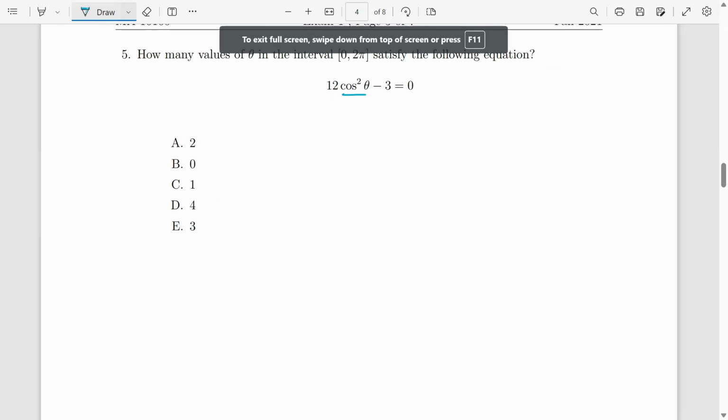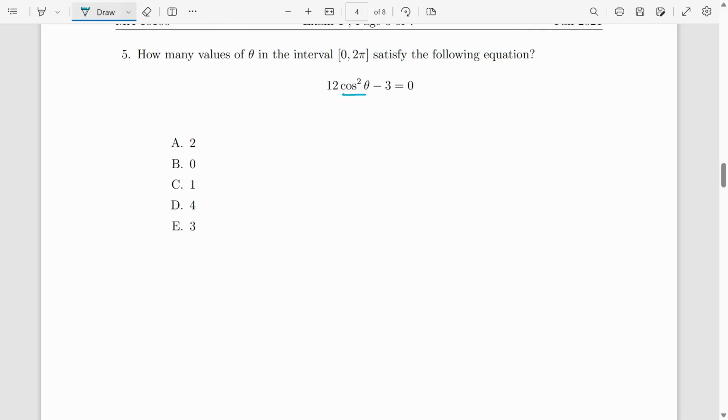Question 5. Actually, before we do that question, let's answer the question of why this top bar is not going away. Usually it just fades out. There it is. All right, question 5.